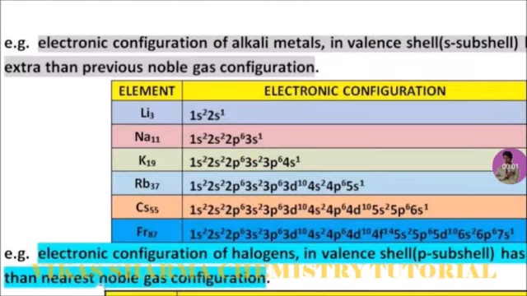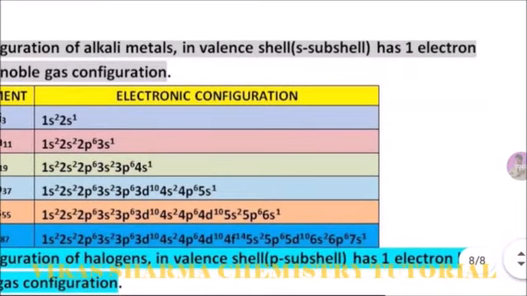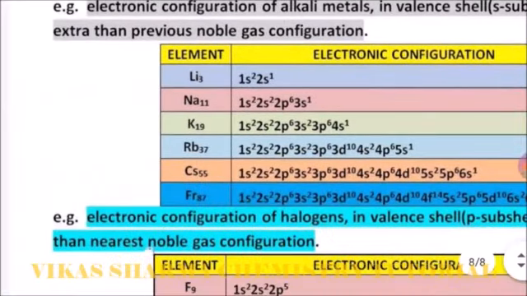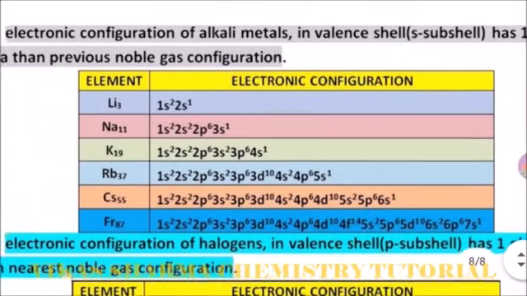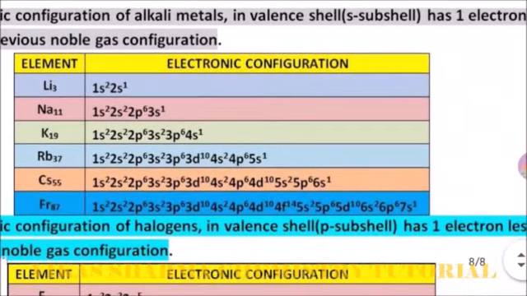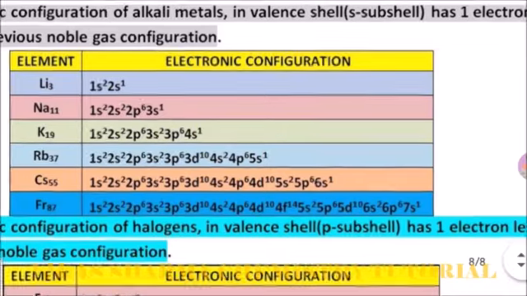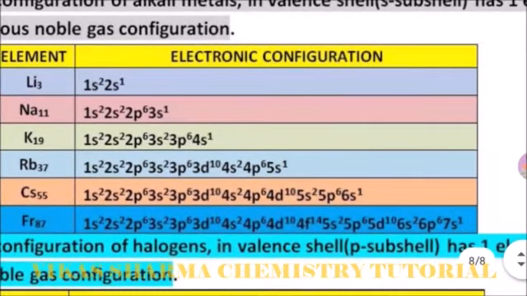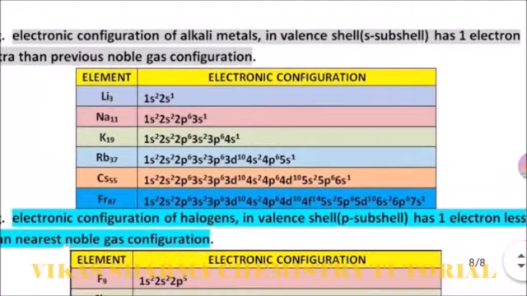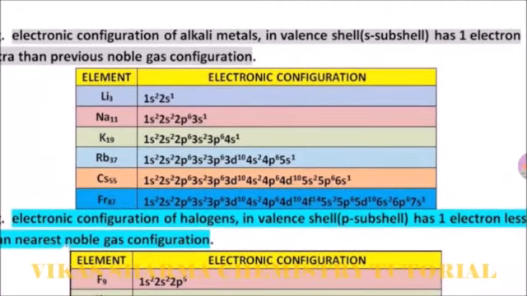Students, in the electronic configuration of alkali metals, the valence shell s subshell has 1 electron more than the previous noble gas configuration. For example, lithium has the helium noble gas configuration 1s2 and then 2s1. Sodium has 3s1, potassium 4s1, rubidium 5s1, cesium 6s1, and francium 7s1. So in the last shell they have 1 electron, and they show periodicity and the same chemical nature.